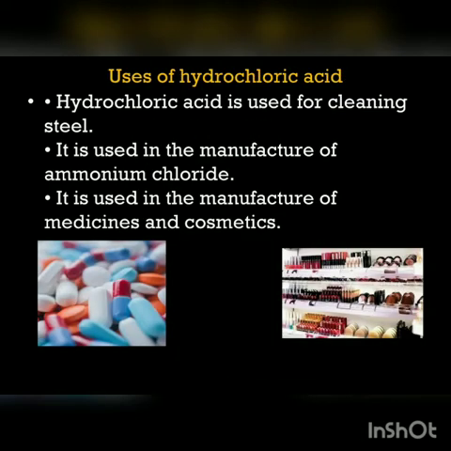Uses of hydrochloric acid. Hydrochloric acid is used for cleaning steel. It is used in manufacture of ammonium chloride. It is used in manufacture of medicine and cosmetics.